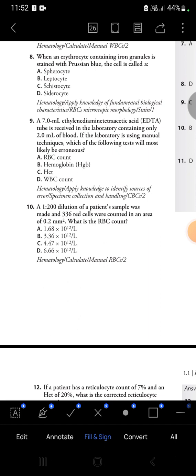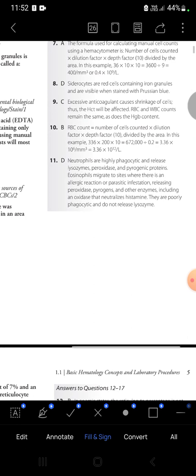A 1 to 200 solution of a patient's sample was made and 336 red cells were counted in an area of 0.2 millimeter cubed. What is the RBC count? So the answer is D, 6.66 into 10 raised to 12 per liter. How did we find the answer?